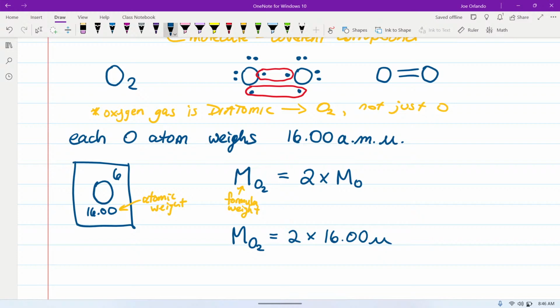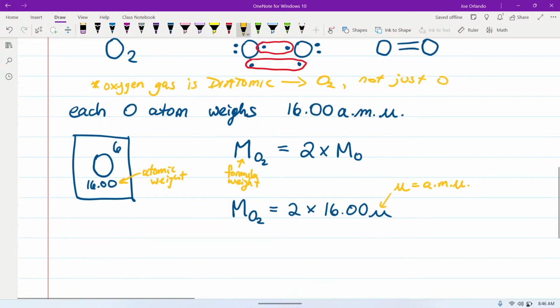And I don't know if I've done this before, but u is the same as writing atomic mass units. It's just a little bit quicker. And so that tends to be what we use. That's actually a Greek letter mu. It might be the Greek letter mu. Don't quote me on that. But it just looks like a u, except it's got a little tail on the front as well. It looks like cursive. Yeah, kind of looks like a cursive u.